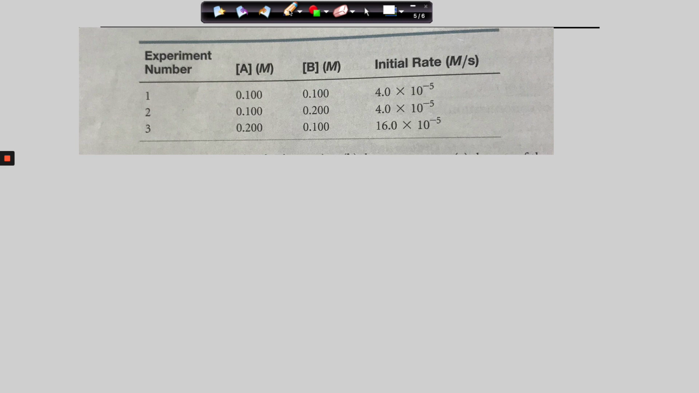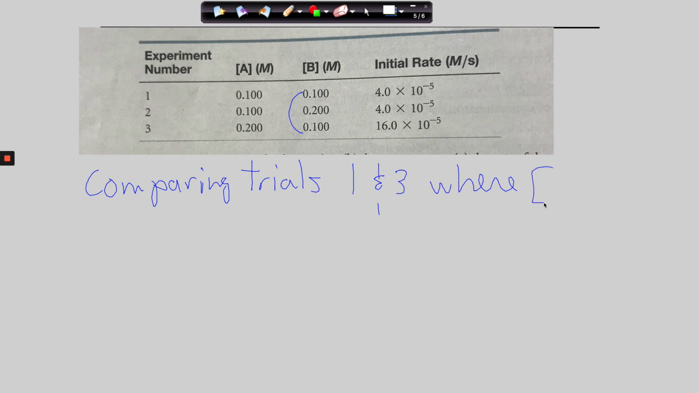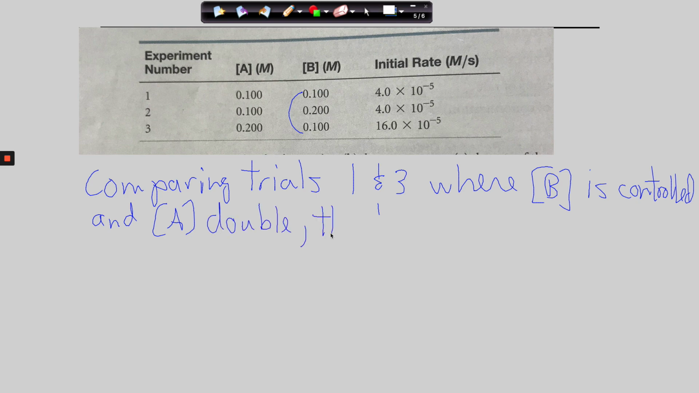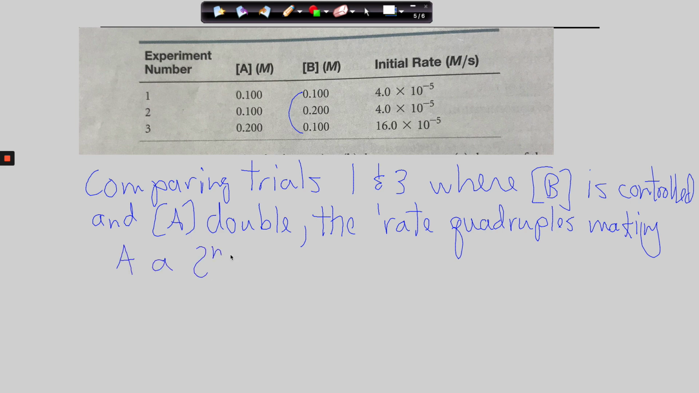So, looking at our next set of data, comparing trials 1 and 3, where concentration B is controlled and concentration A doubles, the rate quadruples, making A a second order reactant. You jiving on that?